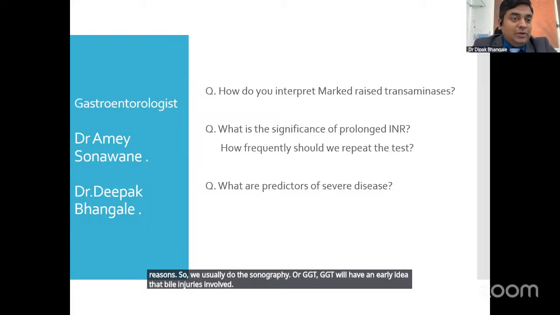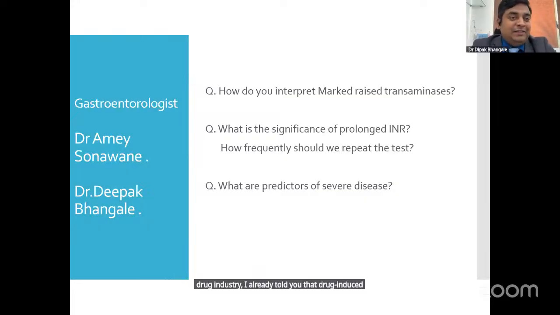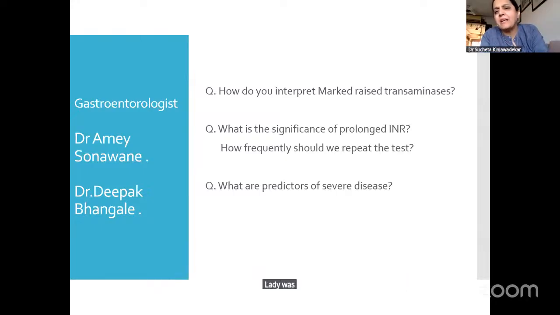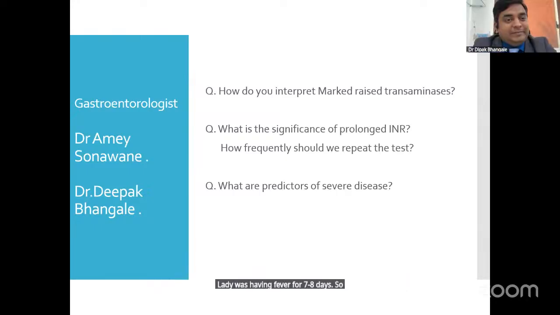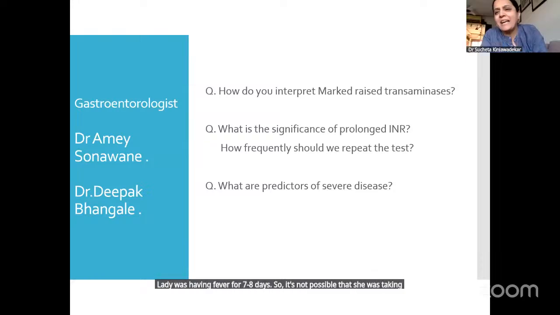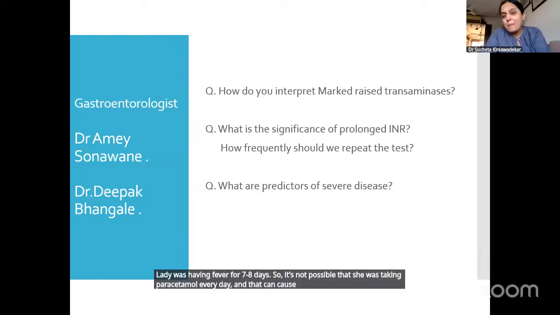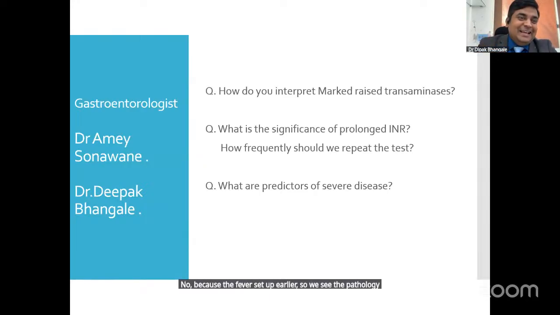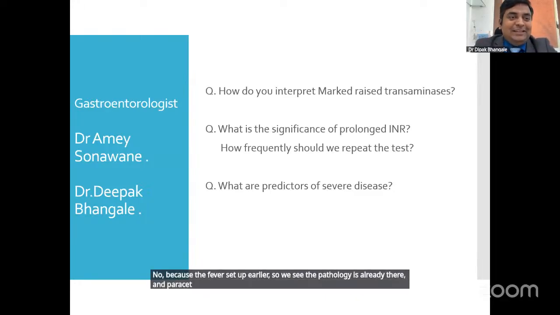Drug-induced liver injury, as I already told you, has subtle signs. The sonography will be normal, GGT will be high. The lady was having fever for 7-8 days. So is it possible that she was taking paracetamol every day and that can cause injury? No, because the fever set in earlier, so the pathology is already there, and the toxic dose of paracetamol is I think very high. So we are not commonly seeing paracetamol poisoning.